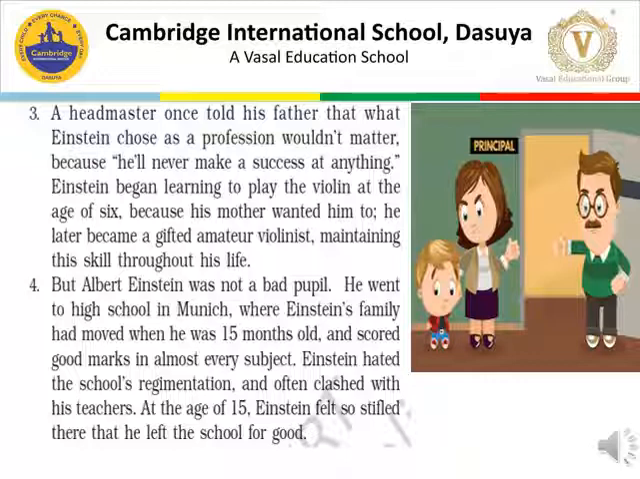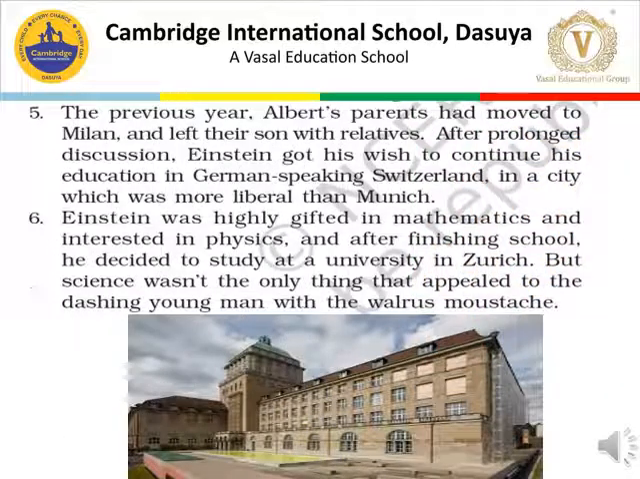He left that school at the age of 15, so that he could do something better in his subjects. His favorite subjects were mathematics and physics. Paragraph number 5 and 6 is going to discuss about the academic life of Albert Einstein.